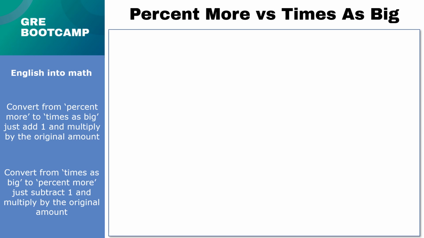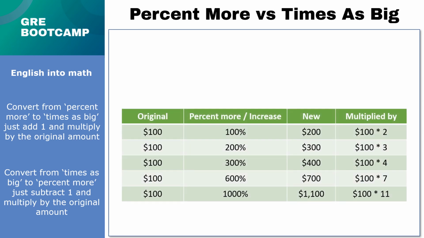One of the trickiest things they're going to ask you to do is convert from percent more to times as big, or from times as big to percent more. I think this chart will help you. So if you start with $100 and you have a 100% increase, or 100% more money, congratulations by the way, you now have $200. What did you have to multiply your original amount by to get a 100% increase? You had to multiply by 2.